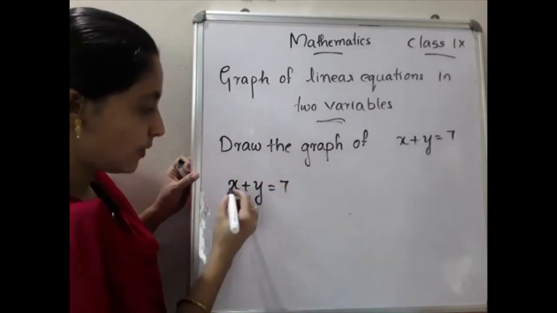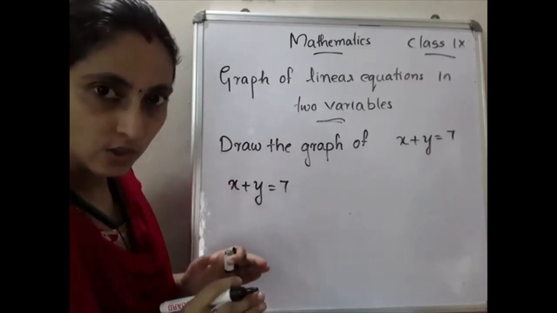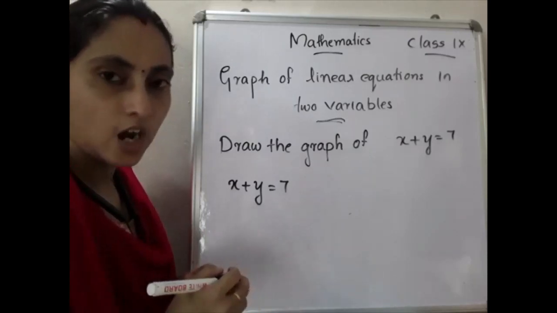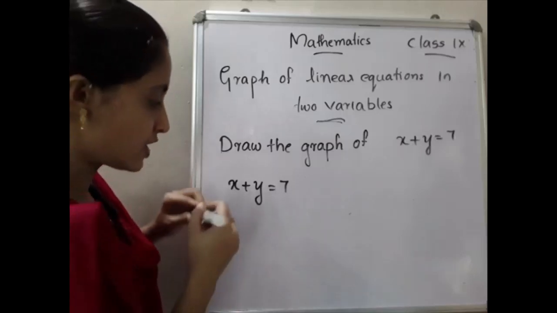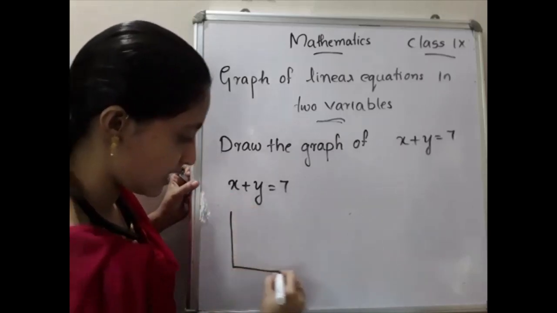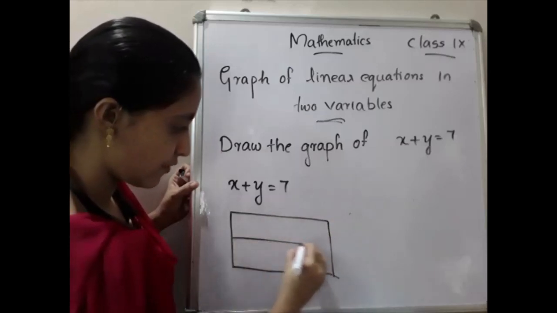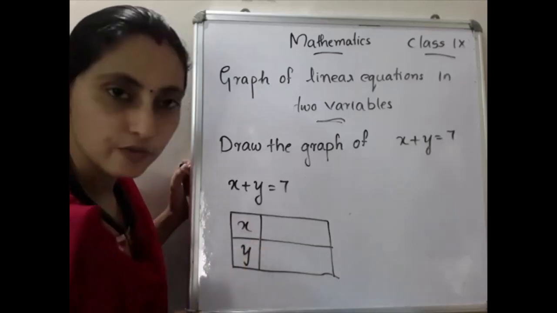We already know how to find the solutions of this equation. There are infinitely many solutions. From that you can easily find two or three solutions. How? Did you remember? Yes, substituting values for x and y. First, I will draw a box here. I think that is easy for you to understand. The first box contains x values and the second box contains y values.